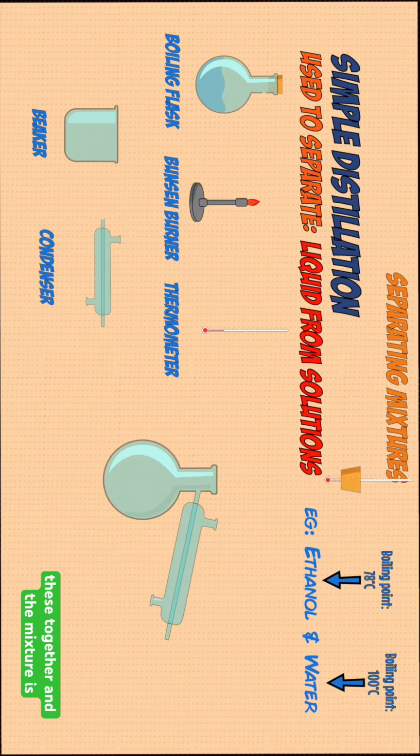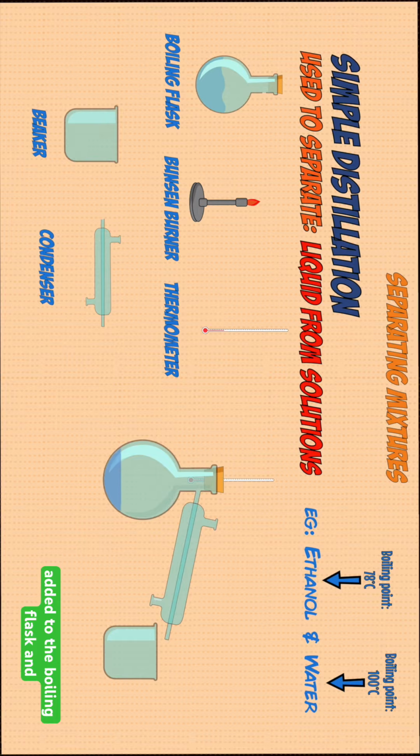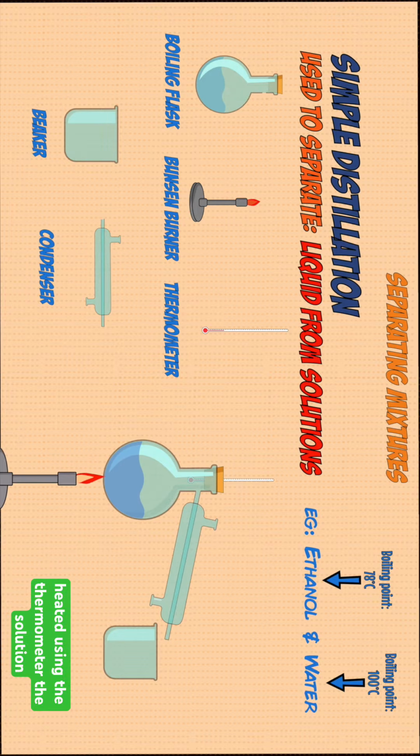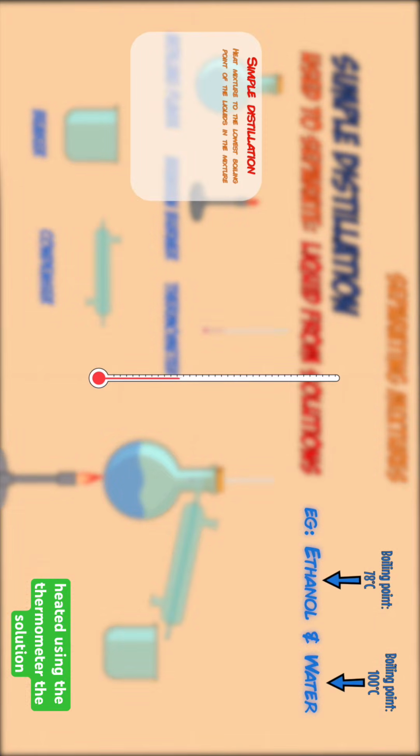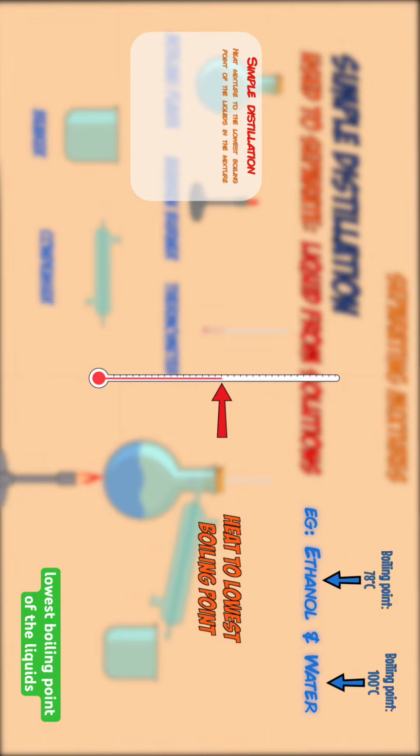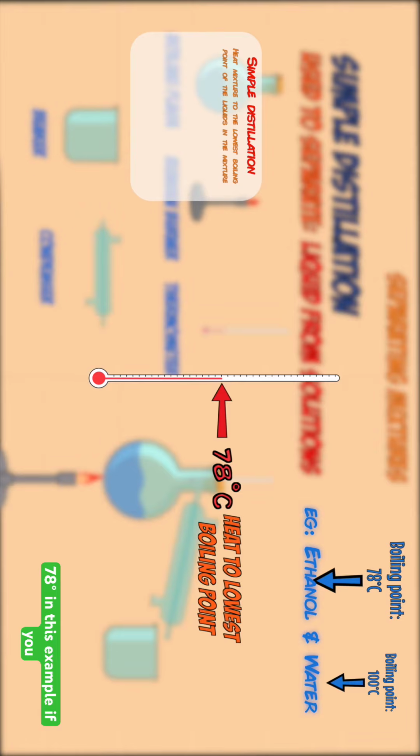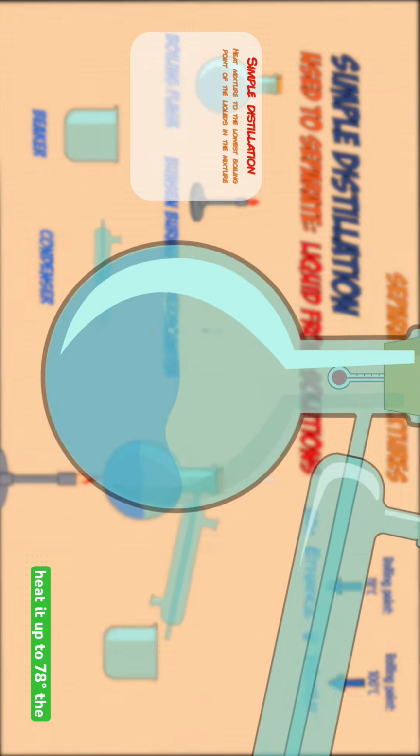So you connect all these together and the mixture is added to the boiling flask and heated. Using the thermometer, the solution should only be heated to the lowest boiling point of the liquids in the solution. That would be 78 degrees in this example. If you heat it up to 78 degrees, the ethanol will boil and turn into a gas, but the water will remain as liquid in the flask. This is because its temperature has not reached 100 degrees, so it hasn't boiled.